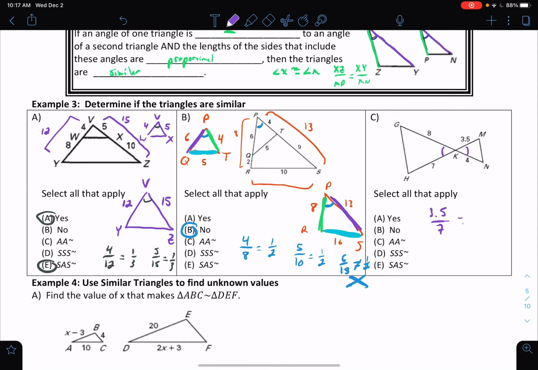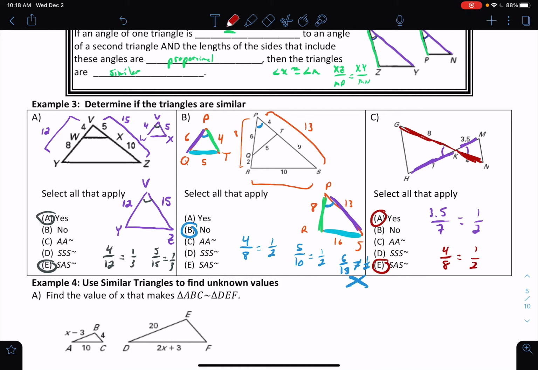That's going to simplify to 1/2. So 3.5 to 7, that matched up. And 4 over 8 simplifies to 1/2. So these two sides also match up. So yes, because it goes side, then angle, then side.